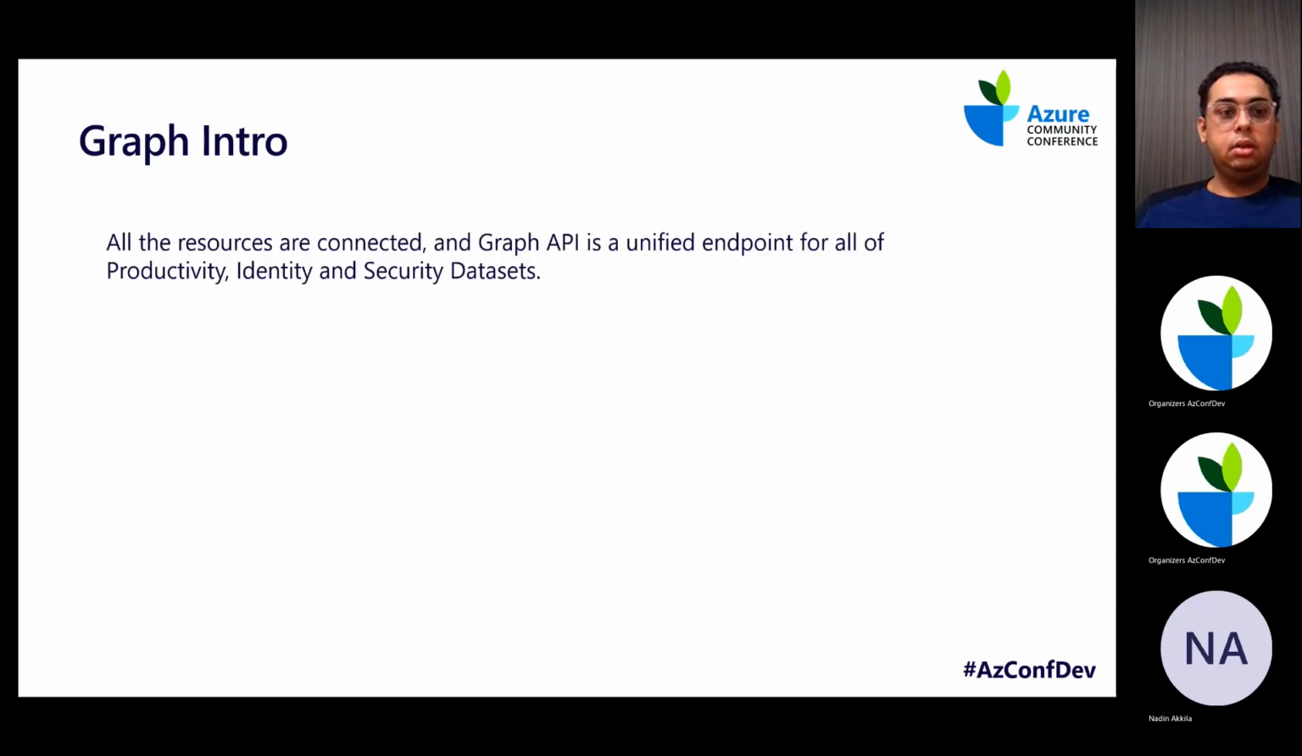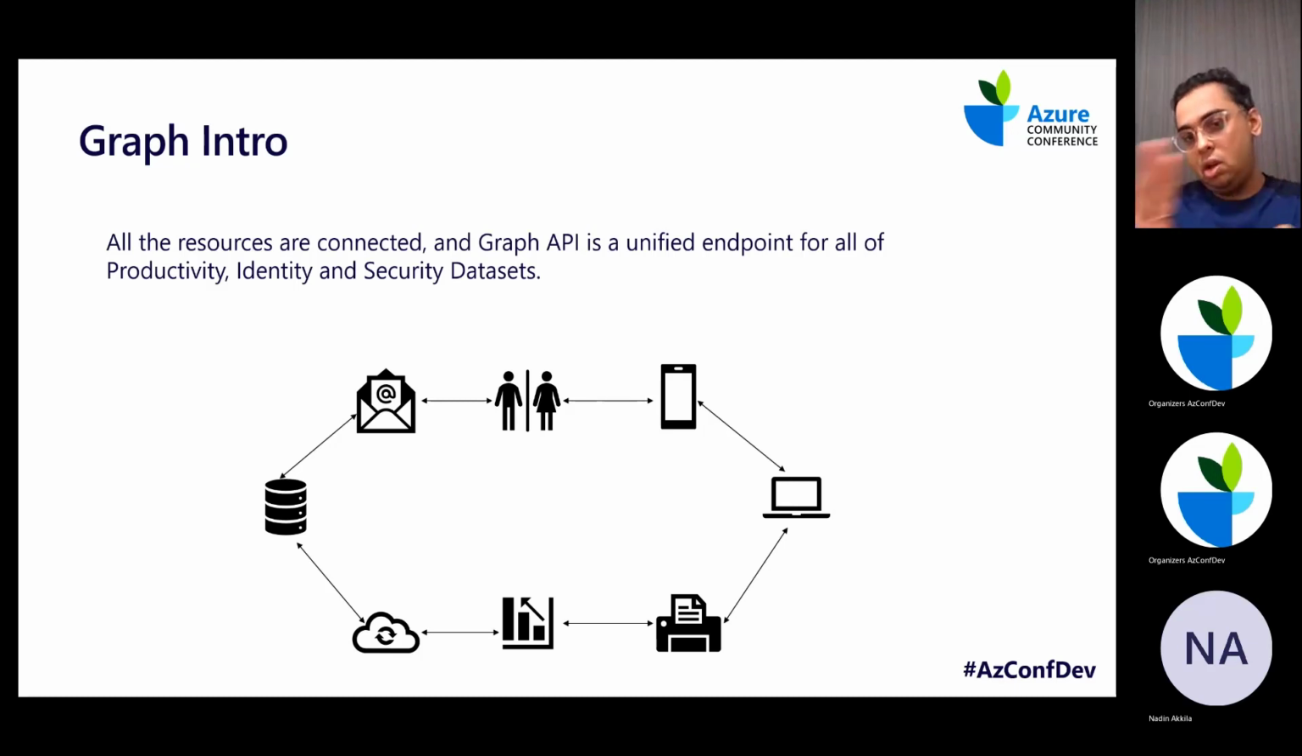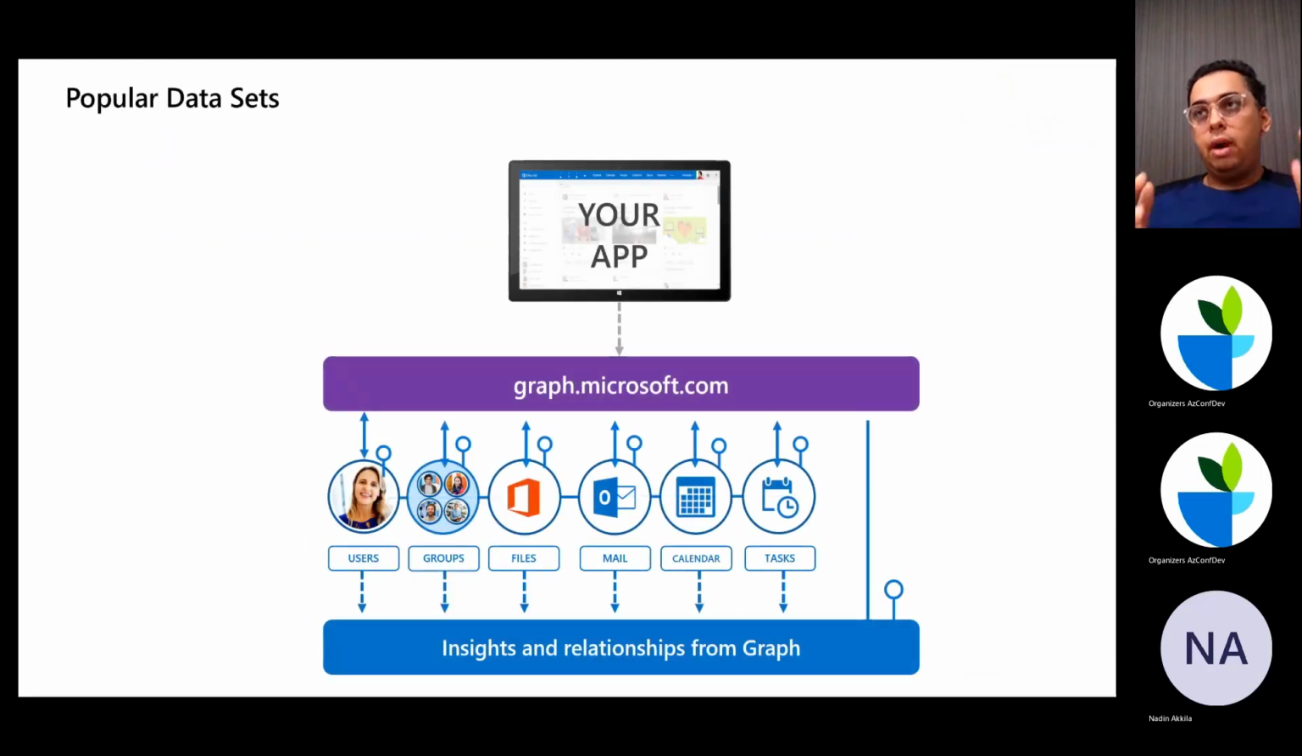All right. So essentially, Graph API is a unified endpoint for all productivity, identity, and security data sets. What does that mean, right? If you see, essentially, there's no real boundary between you and the data. It is essentially like this, where all of it is connected, right? It's not like you're on this side of a boundary and then there is Graph, and on the other side we have all this data. It's all connected, and what Graph does is it gives you a beautiful way to query and get the data from there. All right, that's good.